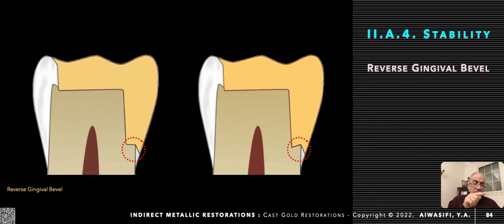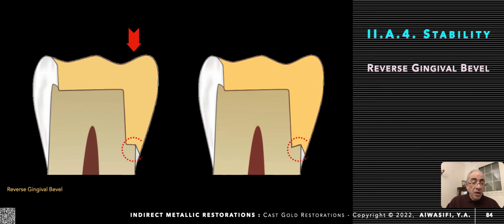Otherwise, this very thin triangle could fragment, leading to recurrent caries, and this is the most common cause or explanation of recurrent caries under class 2, whether it is amalgam, composite, or gold. But for an indirect metallic restoration, with sharp internal line angles, especially the axiobulbar one, the walls diverge.